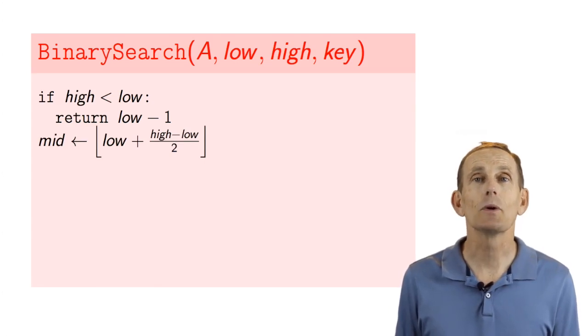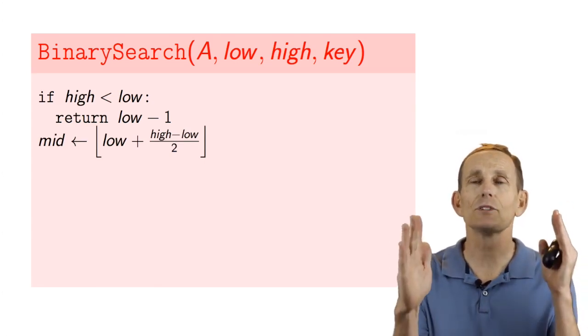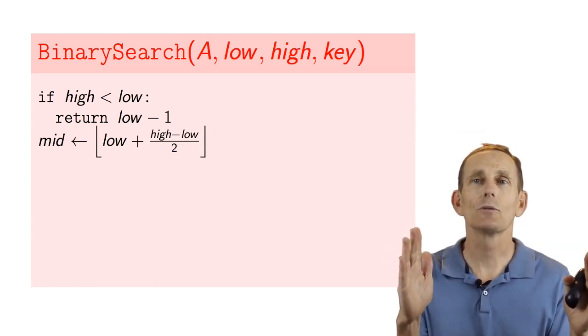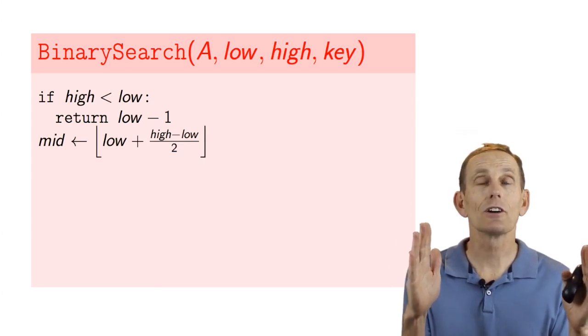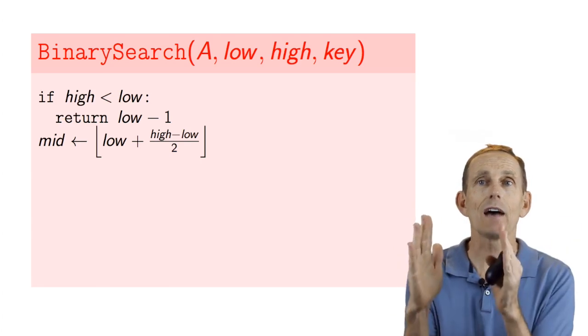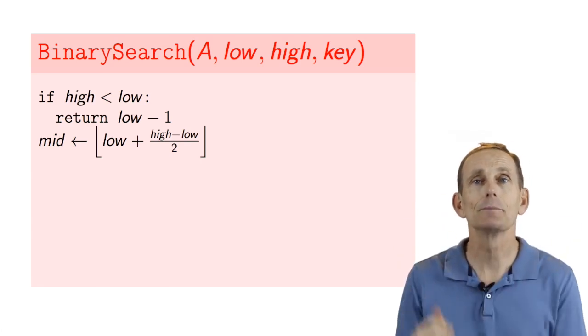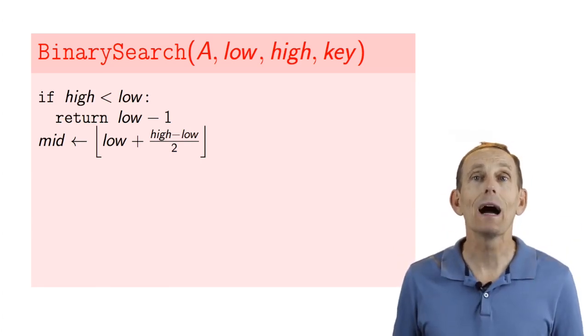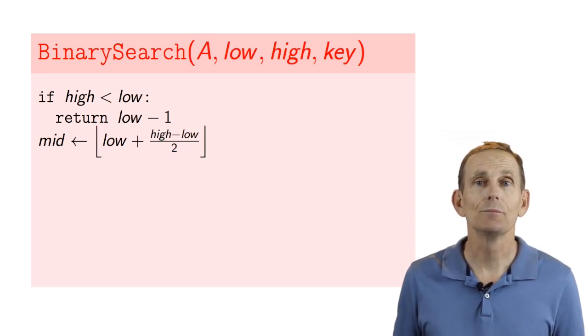Otherwise, we're going to calculate the midpoint. So we want something halfway between low and high. What we're going to do is figure the width, which is high minus low, cut it in half, so divide by 2, and then add that to low. That might not be an integer, because high minus low divided by 2 may give us a fractional portion. So we're going to take the floor of that.